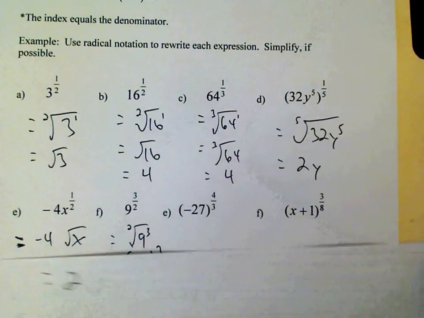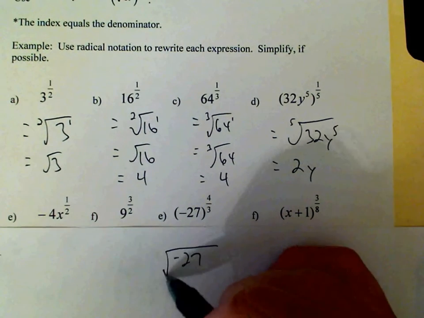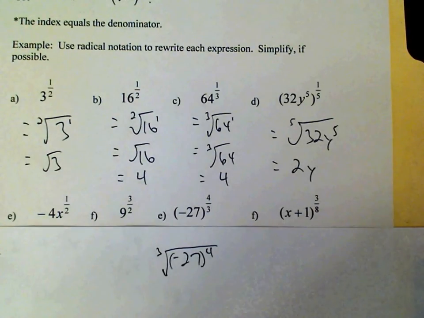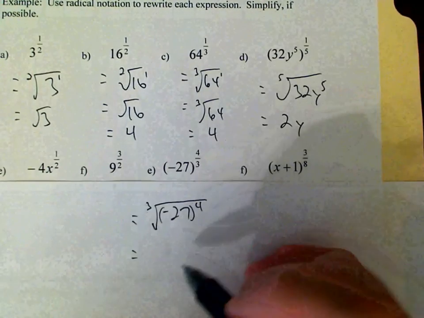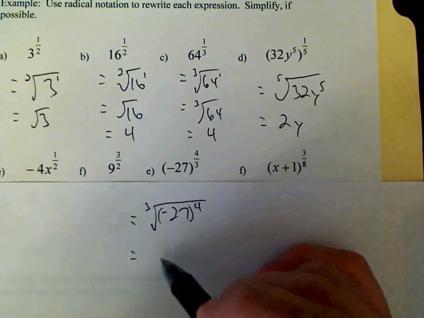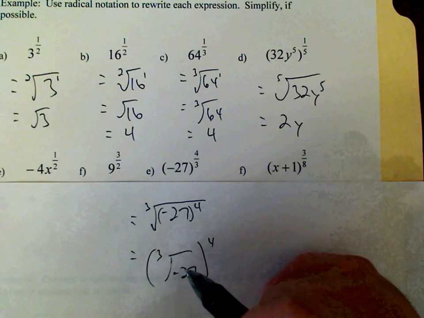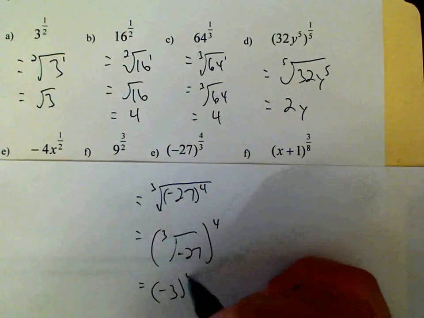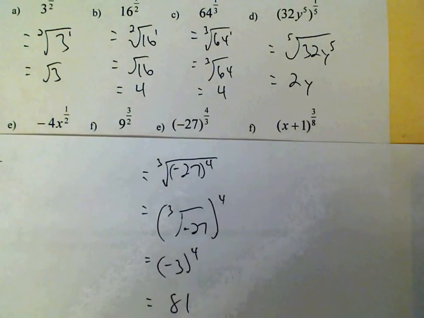And now let's do the next one. We got negative 27. 3 goes on the outside, and 4 goes on the inside. But once again, if you want to, and I do want to, I'm going to take that 4 and move it outside. The reason why I am is because I know what the cube root of negative 27 is. So I'm going to pull it all the way out from underneath the radical. Because the cube root of negative 27 is negative 3. And then negative 3 to the fourth is the same thing as negative 3 times itself 4 times, and you get 81. So just be aware.